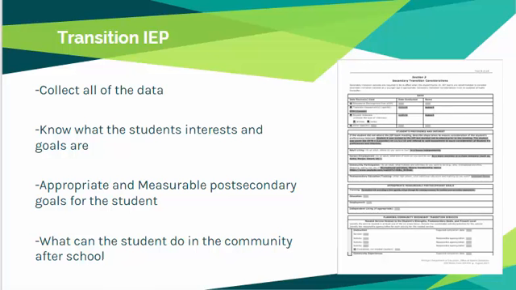For the transition IEP, we need to look at and make sure that they are appropriate and measurable post-secondary goals for the student. So we need to make sure that they are something that the student is going to be able to reach when they get out of school. What the student can do outside the community when they are finished with school.